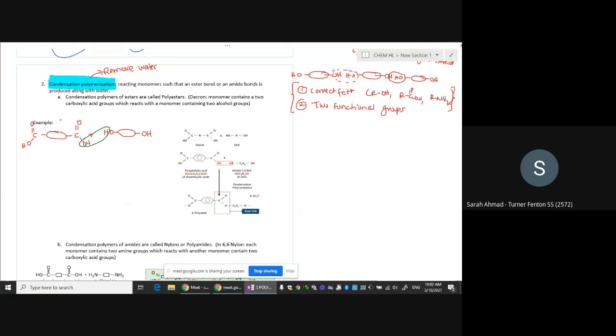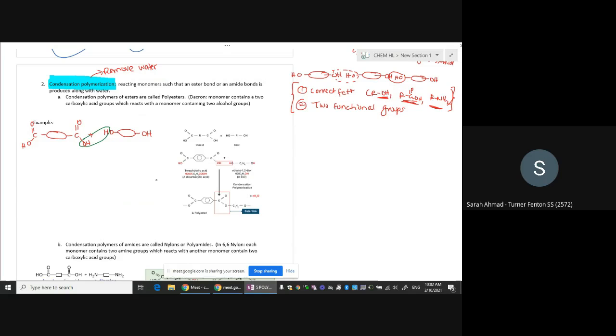So the question is, do the functional groups on either side have to be identical? The answer is no. You can have identical, you can have non-identical, so long as they fit this criteria. So long as they're one of these, then I can remove water, because that's the most important takeaway there.